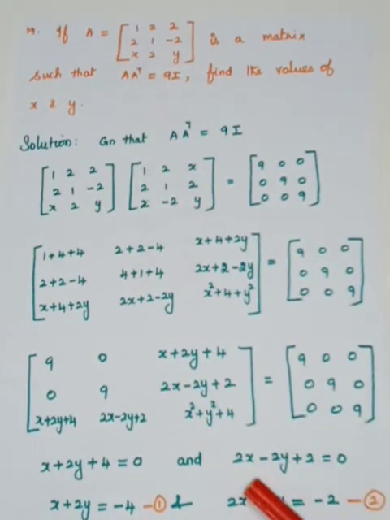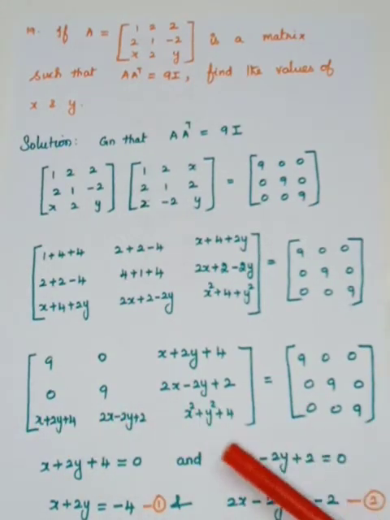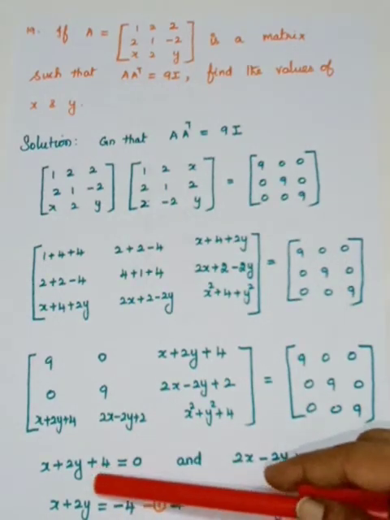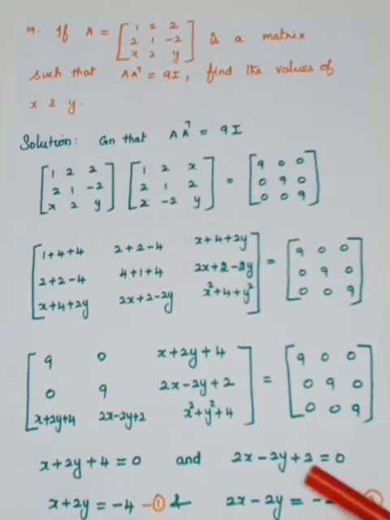In the same way, the second row third element is taken. Here it is 0. So you are getting 2x minus 2y plus 2 is equal to 0. If you have two equations, we can find the values of x and y. So you can equate this, but I didn't do it. It's enough to find the values of x and y. Okay. So the plus 4 is brought to the right hand side as minus 4. In the same way, plus 2 is taken to the right hand side as minus 2. So you will have two equations.